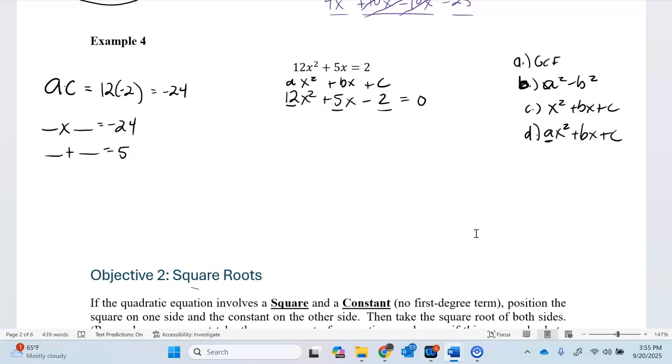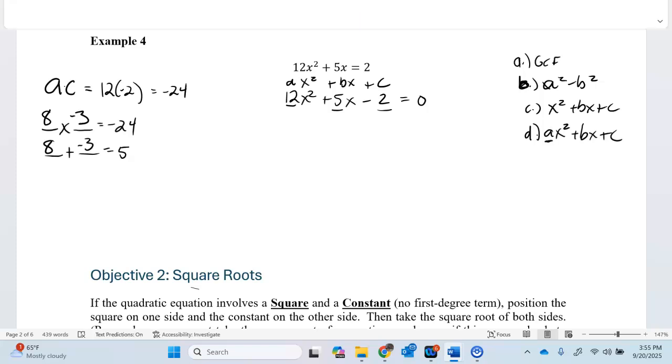All right? What are those two numbers? Well, what multiplies together to give me negative 24? 24 and 1, 12 and 2, those aren't going to work. 8 and 3, I think I'm on to something. 8 and 3, one of them's going to have to be negative, and I need a positive 5, so I'm going to make my 3 negative. 8 times negative 3 is negative 24, check. 8 plus negative 3 is 5, check.